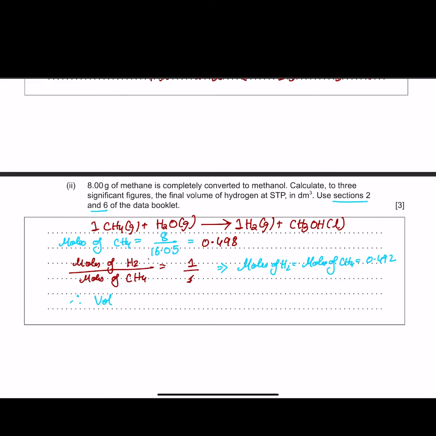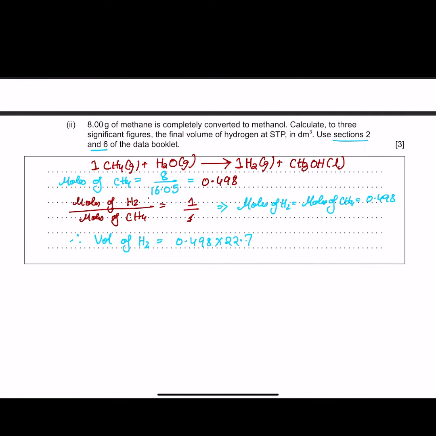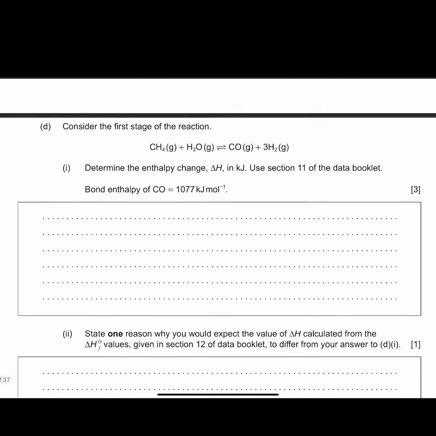Now volume of H2. This would be moles times the specific volume at that temperature. So molar volume of an ideal gas is 22.7. So we have to just multiply it with 22.7. And we will get the correct answer. That will come out as 11.3 in 3 significant figures. And the unit will be dm³. That's all about this question. Let's move on to the next one.